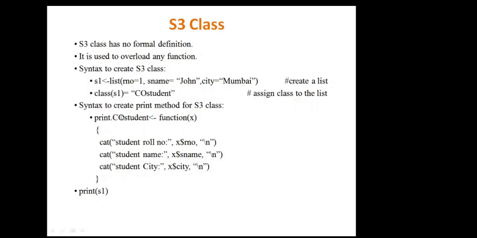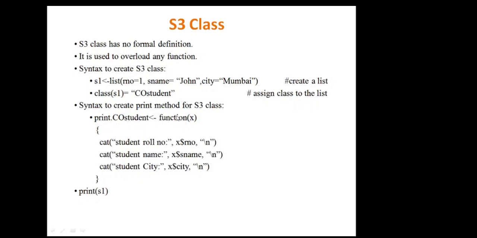Okay, now here we'll see how to create a print method for an S3 class. See, we have one built-in print function in our programming language. Now here, using an S3 class, we can overload that print function. That is, we can create our own definition to print the object values of an S3 class. So here I have created that print function by using the syntax print.CO student. Now it means that this function is created for printing data of a CO student object.